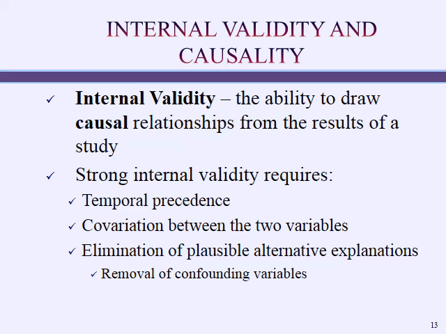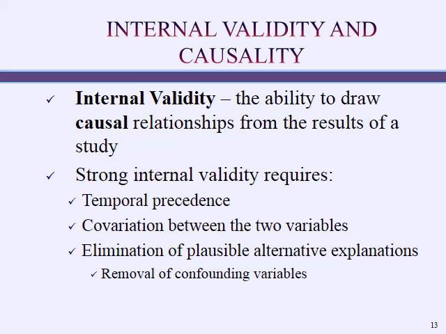So for causality to exist, for us to be able to say X caused Y, there are some things we need to be able to do. First, we need to know that X came in time before Y. So exposure to the blood pressure drug came in time before the reduction in blood pressure. Exposure to the exercise program came before change in depression. So we have to set temporal precedence. So the independent variable comes before the dependent variable.